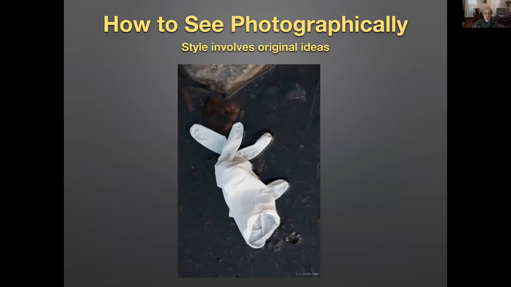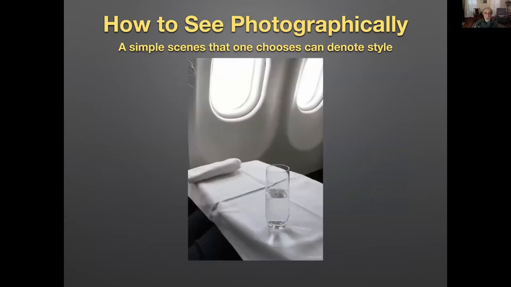Style involves original ideas. Maybe it's simple, but the way that glove is shaped and folded over, I mean, what does that mean to you? Could that be interesting? About a simple scene like this one, what can you read into this? What factors of style go into photographing this? What are you thinking of? Is it interesting?